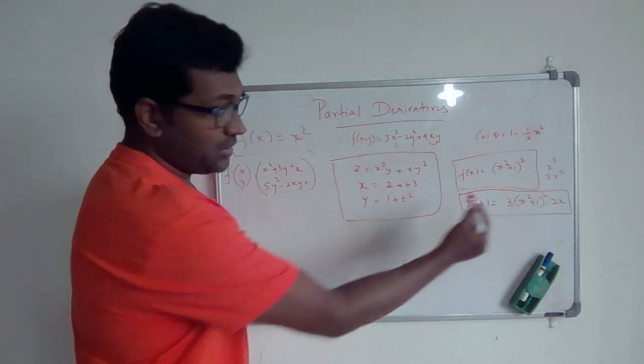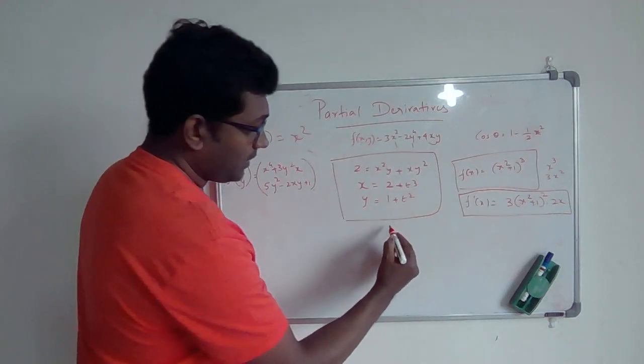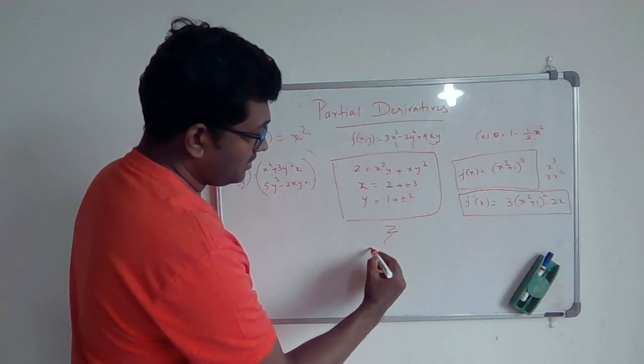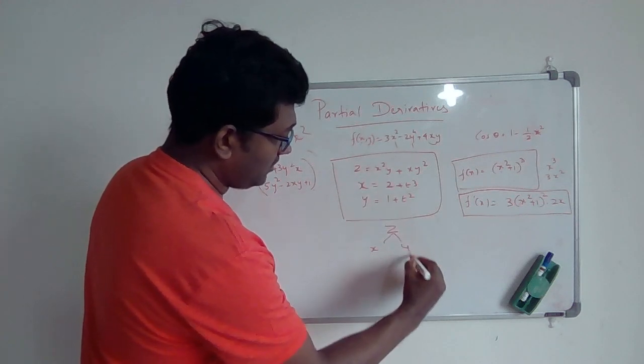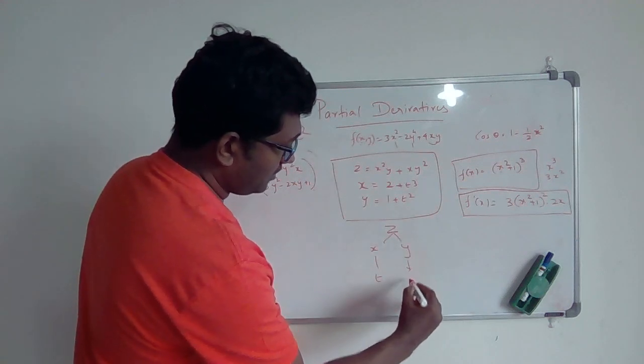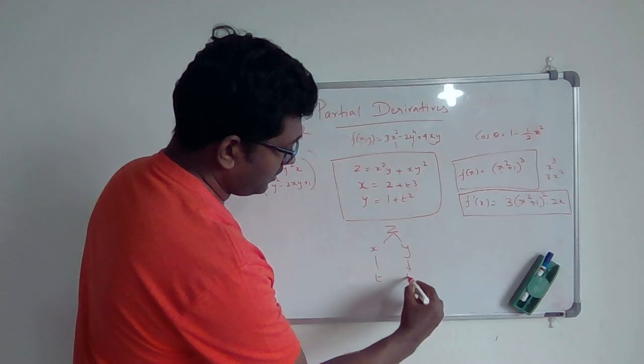Similarly, this is a more complex one. This is a simpler one. This is a more complex one. So let's draw it actually. Z depends upon x and y, and x depends upon t, and y depends upon t.